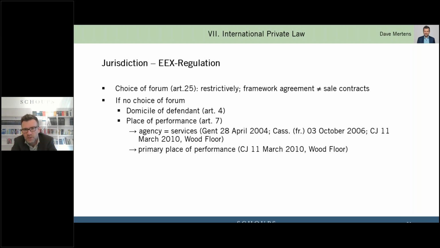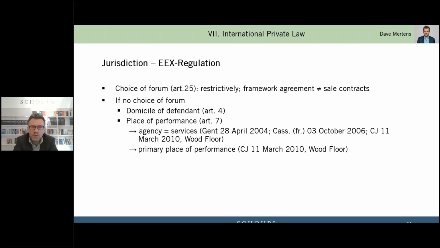However, it's interpreted restrictively. So a clause in your general terms and conditions on your website, I don't know, won't do. You need to put it in your contract and expressly say, well, everything related to this commercial agency contract, okay, we go to the court of Hamburg, I don't know.